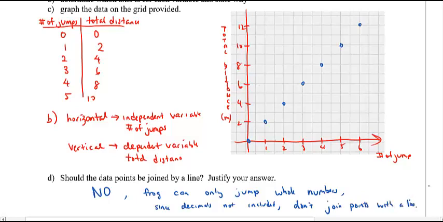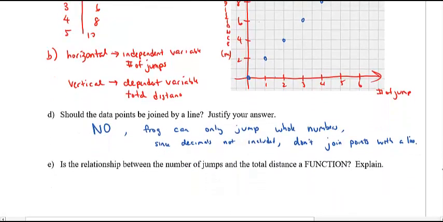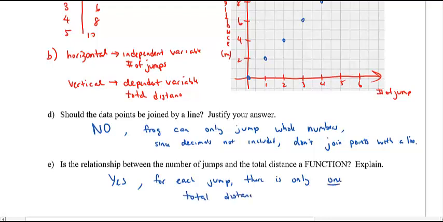Okay. Now my next question is, is the relationship between the number of jumps and the total distance a function? Do you remember what we talked about with function in the last video? A function, once again, for each value of x, or independent variable, there's only, that's right, only one value of y, the dependent variable. And in this case, you bet it is, yes. Okay, so for each jump, there is only one total distance associated with it.